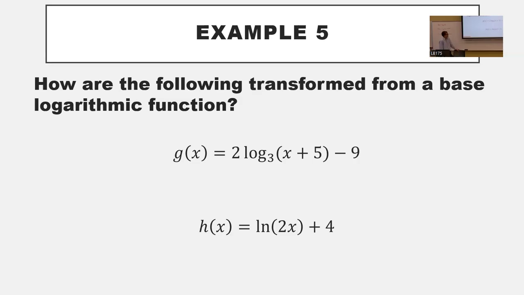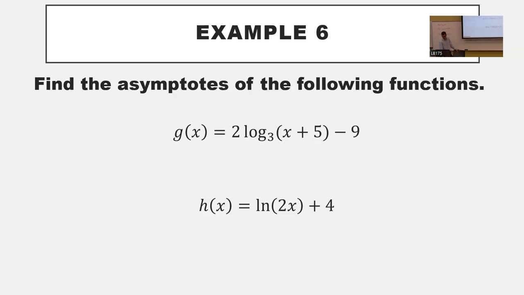H of x is natural log of 2 times x plus 4. That's a horizontal stretch or shrink by a factor of 2. Technically, it's going to be a shrink by a factor of 2. And then plus 4 is going to be a vertical shift up 4 units from our base natural log function. And again, you can type that on your calculator and confirm that as well. Okay.